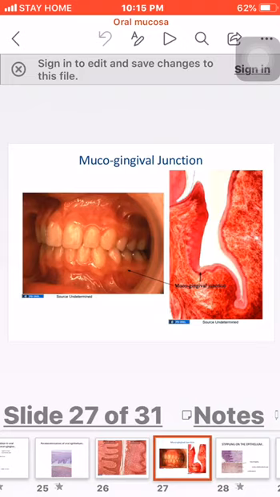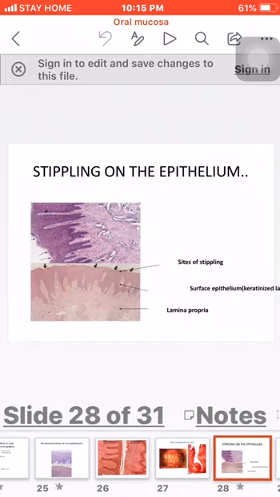This figure shows the mucogingival junction, and it shows the stippling phenomenon of the gingiva, with elevation and depression in between. Other figures show the stippling of the epithelium in the gingiva. They show the surface of the epithelium with a depression, and others show elevation.